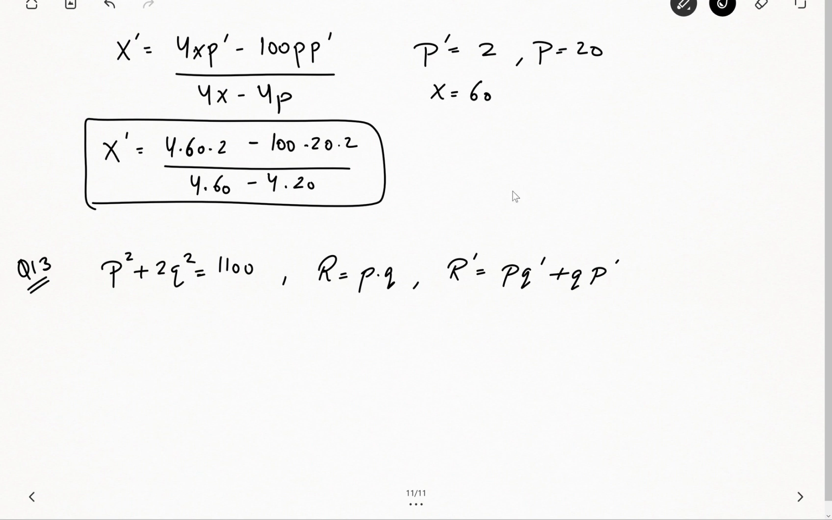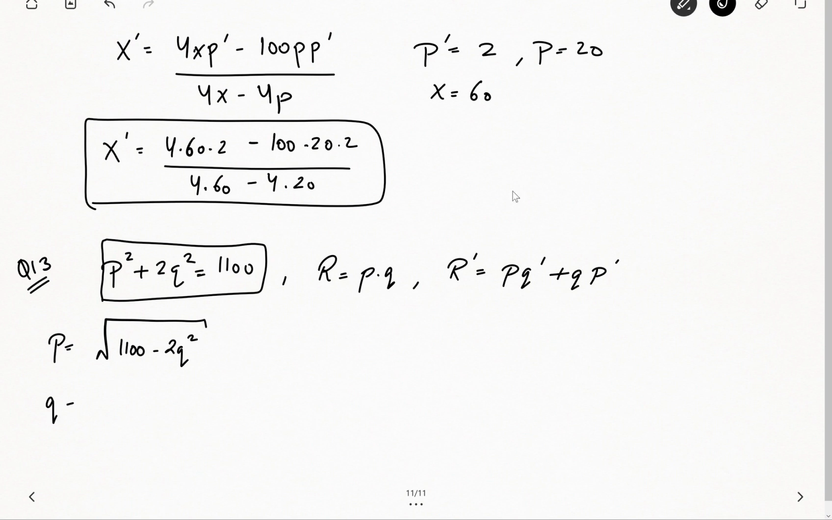So let's try to solve for what's happening here. Let's isolate for all the pieces from this information. So the equation relationship that we have is here. From this, if you isolate for P, what would you get? You get square root of 1100 minus 2q squared. And from that same expression, if you isolate for Q, you get square root of 1100 minus P squared all divided by 2. And now let's try to take a derivative of that and see what happens.